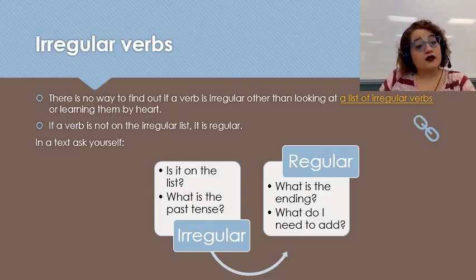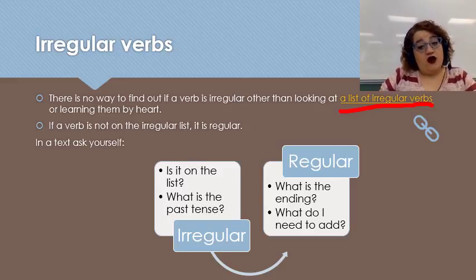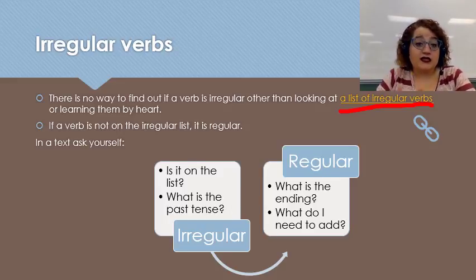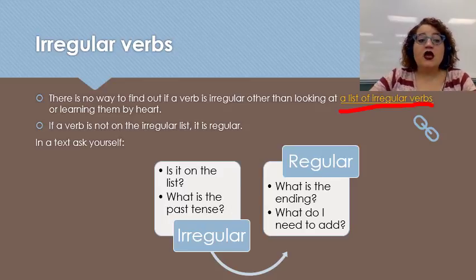So now for irregular verbs. There is no way to find out just by looking at it if a verb is irregular or regular. You need to look at a list of irregular verbs, or you can learn them by heart. I have provided here a list of irregular verbs, but you can also find one most likely in your activity book or in your school agenda.